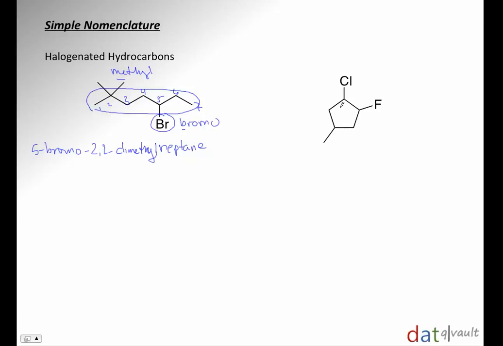Alright, let's get a little bit more complicated. So in this molecule, we have a cyclic 5-membered ring, so it's going to be cyclopentane.